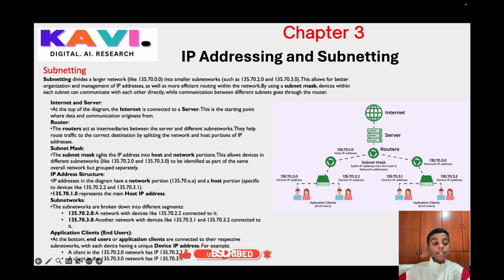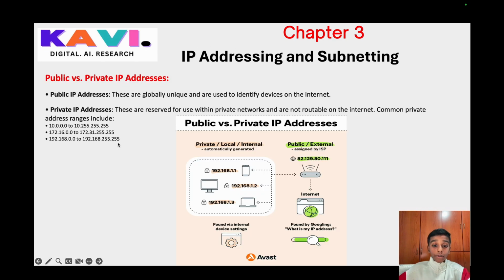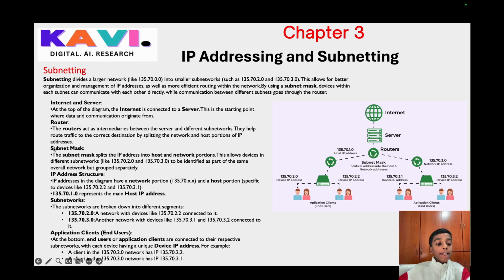The subnet mask splits IP addresses into host and network portions. As I told you before, the subnet mask will split IP addresses into the hosts, which are these two here, and network addresses. This allows devices in different subnetworks like 135.70.2.0 and 135.70.3.0 to be identified as part of the same overall network but grouped separately.